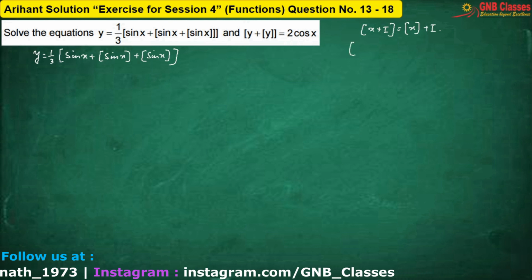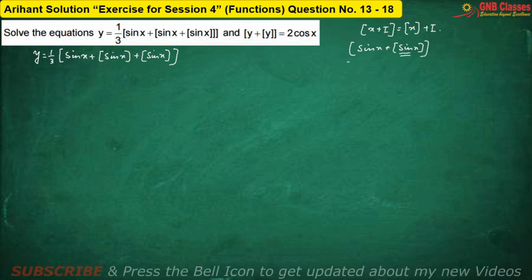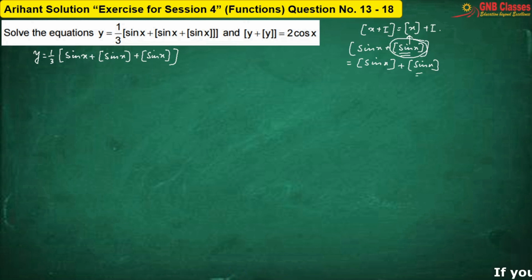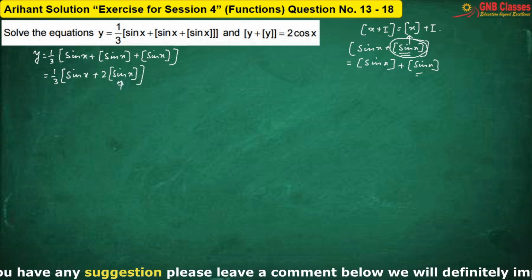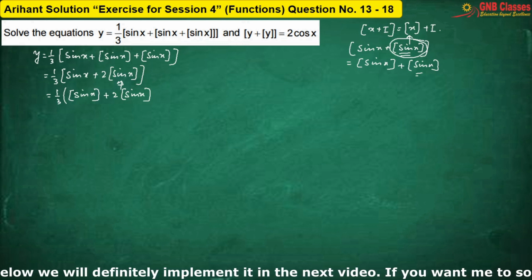Now, [sin x] plus [sin x], look at it carefully, this one is an integer. So you can write this as [sin x], that is [x] over here, and the integer you separate out. So it will be again [x], because [sin x] itself is an integer. So I have separated it. So from here we are getting 2[sin x], right? Again, this one is an integer, so you can write this as [sin x] plus 2[sin x].